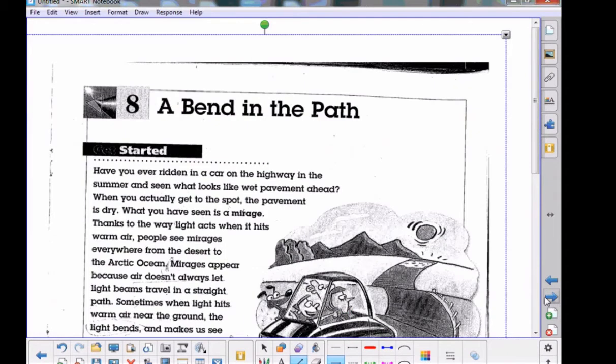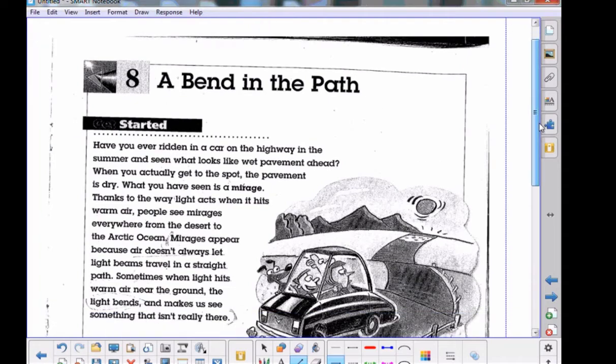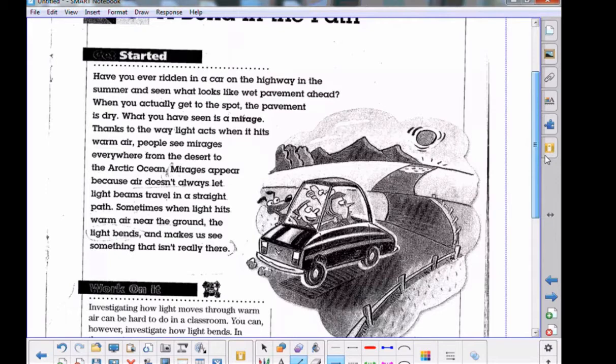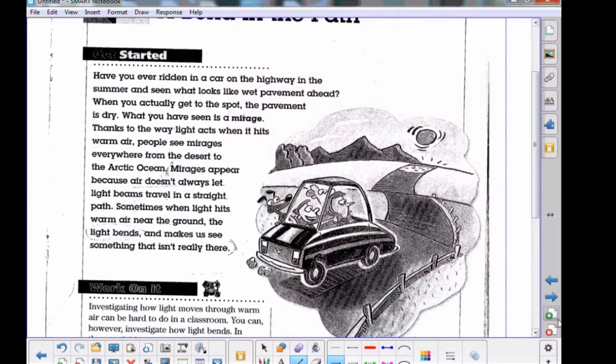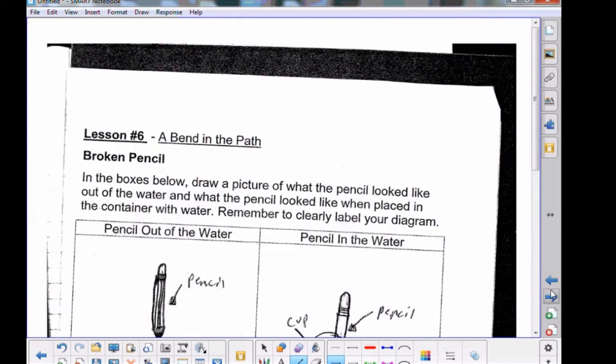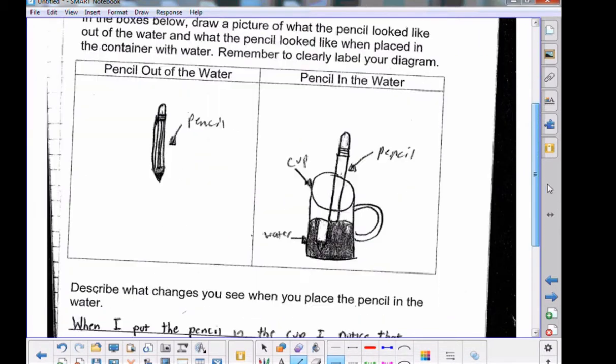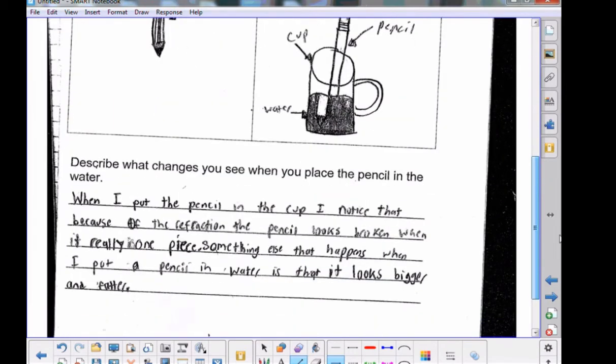A bend in the light. So this is when we started talking about refraction. And this was the experiment that we did here, in and out of water. You should have these pages done.